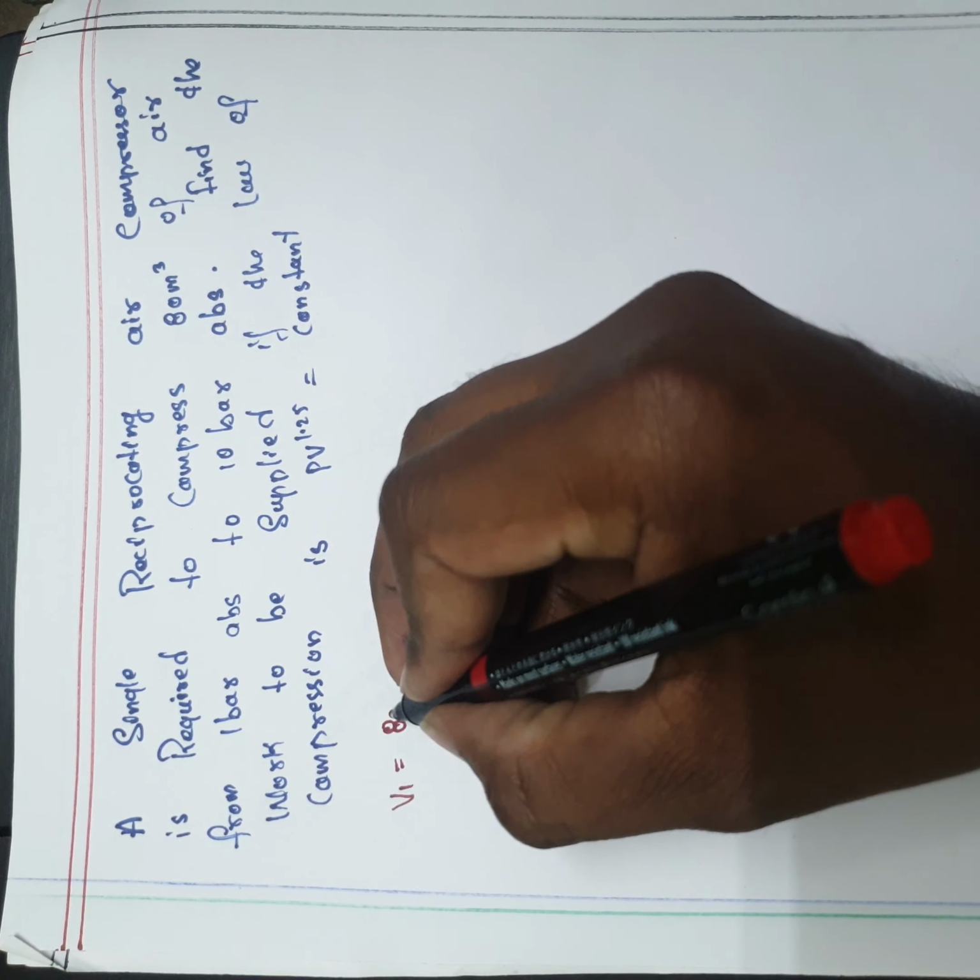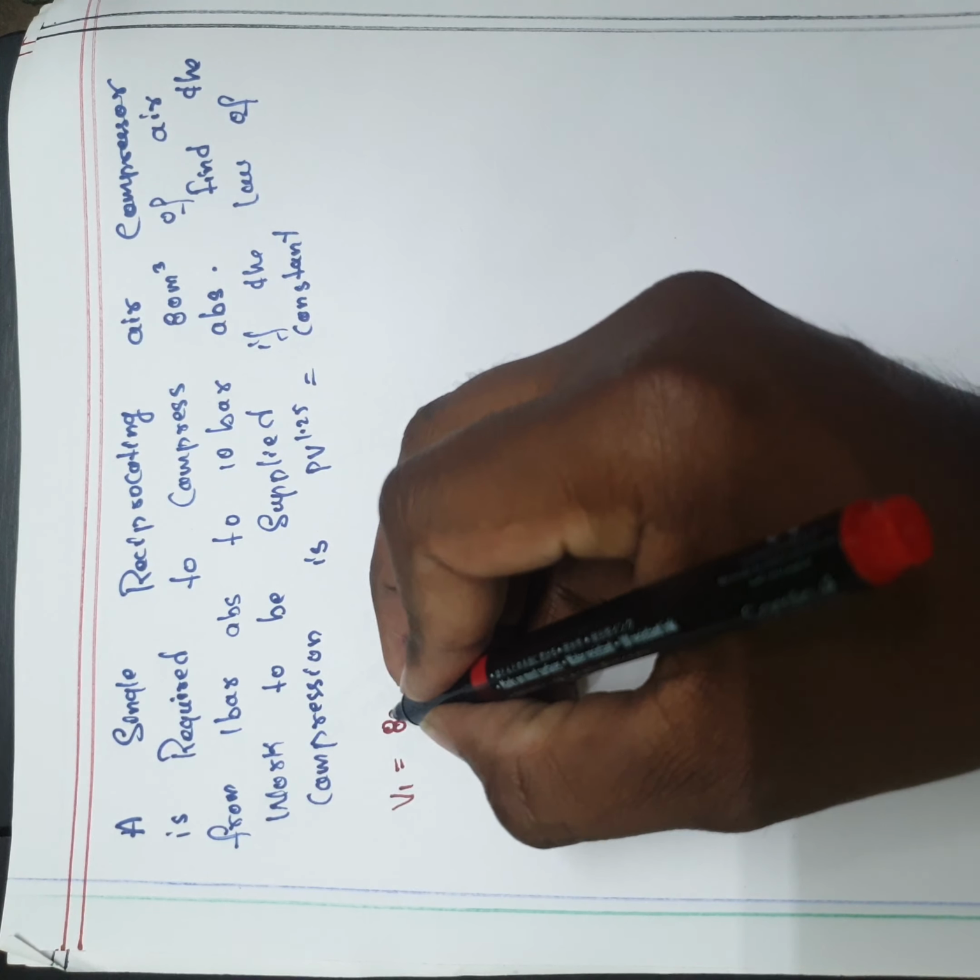You see, it is clearly mentioned in the question that the process is isothermal. For isothermal, the formula will be m R T1 log to the base e P2 by P1. This is the formula for finding the work done.